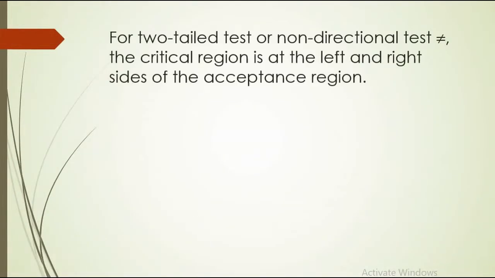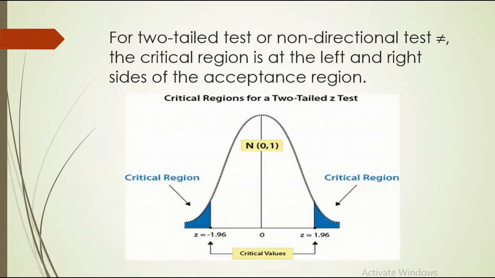For two-tailed test or non-directional test, not equal to, the critical region is at the left and right sides of the acceptance region. Now this is the graph below. So these are the critical regions, and these are the critical values, and then the center is the acceptance region.